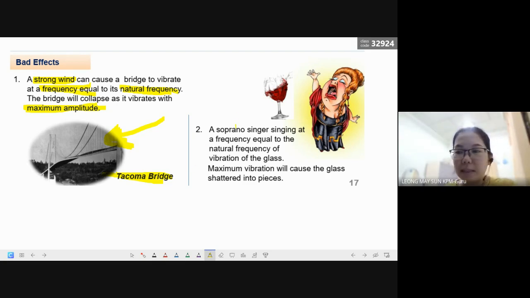The second bad effect of resonance is something I think you guys have seen in movies before. When someone starts screaming or shouting, all the window panels and all the glass start shattering. That is actually the effect of resonance. Explanation: when a soprano singer sings at a frequency equal to the natural frequency of vibration of the glass, it will cause the glass to vibrate at its maximum amplitude. So when the soprano singer sings higher than that frequency, the glass will actually shatter. The whole glass will break. So this is the bad effect of resonance.